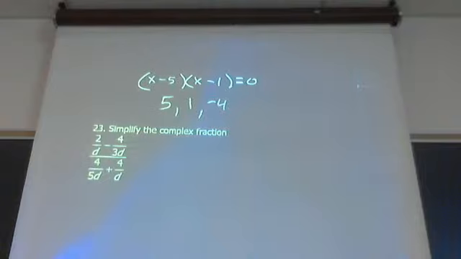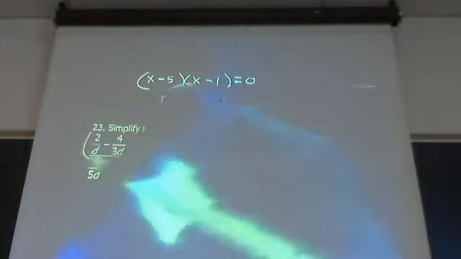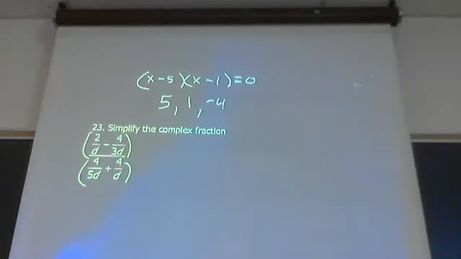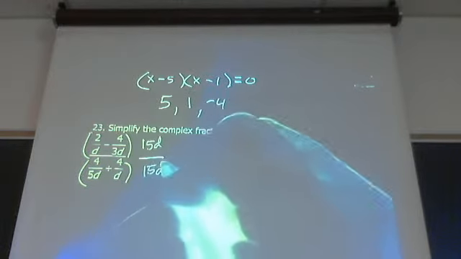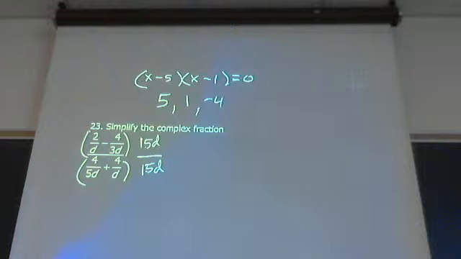So we'll move on to question 23. What's the common denominator for this question? 15D. If I multiply every fraction by 15D, I will get rid of a lot of junk.